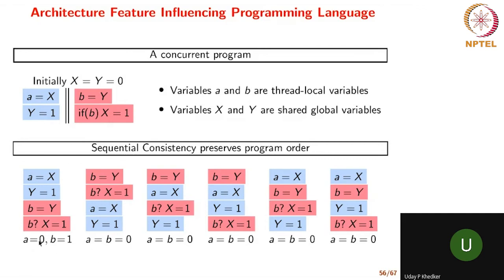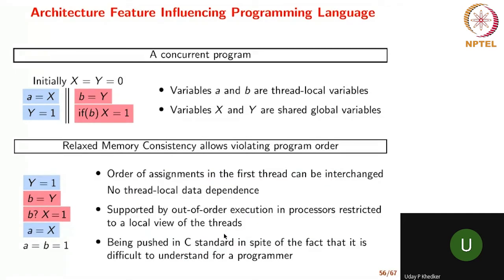We have either a equal to 0, b equal to 1, or both a equal to b equal to 0. These are the results that are possible. However, and this is where things become complicated, there are processors which support what is called relaxed memory consistency. What does it mean? We execute the second statement of the first thread. Now the statements within a thread are not necessarily executed sequentially.